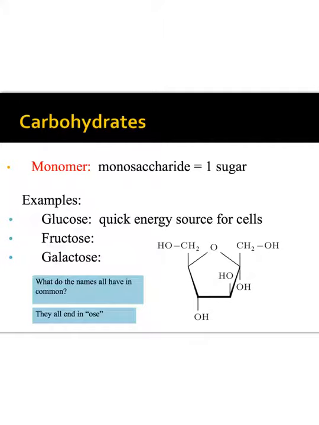Some examples of monomers, we have glucose, fructose, and galactose. So what do all of these names have in common? They all end in OSE. OSE is going to represent carbohydrates. Here's a picture of 1 monomer of a carbohydrate. We have that ring shape. Notice there are a bunch of atoms, so don't think that a monomer is 1 atom. It's a bunch of atoms.